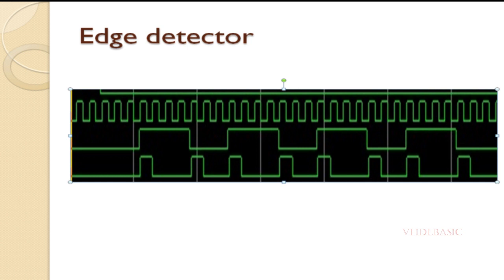Serial communication. In serial communication protocols like UART and SPI, signal edge detection is used to synchronize the data transmission and reception between devices. It helps in framing data packets and detecting the start and end of each transmission.